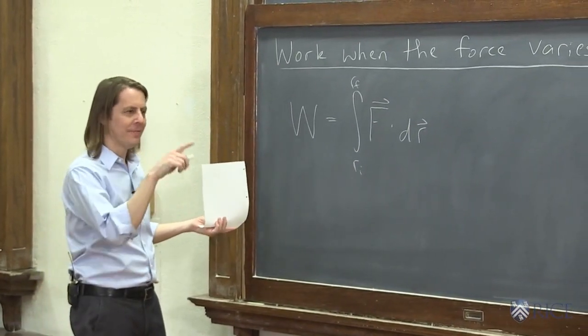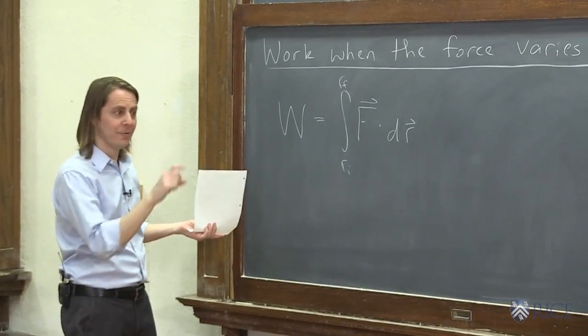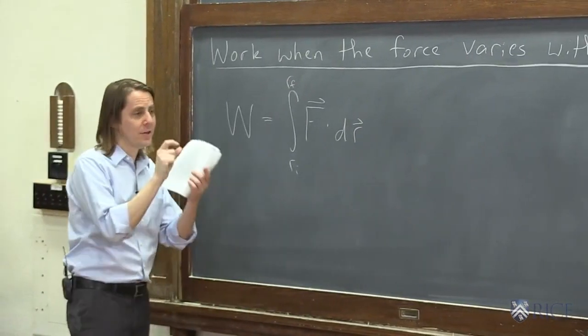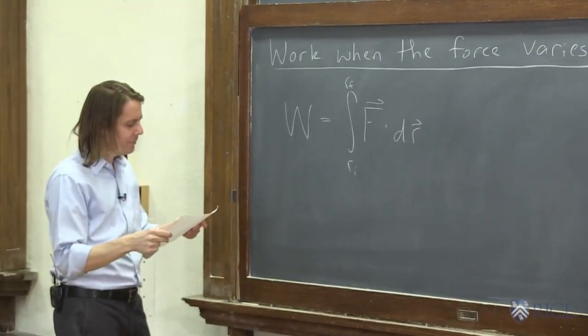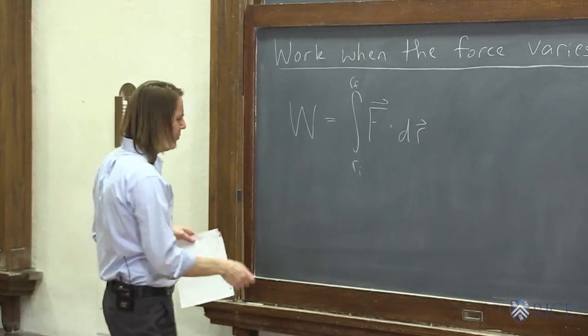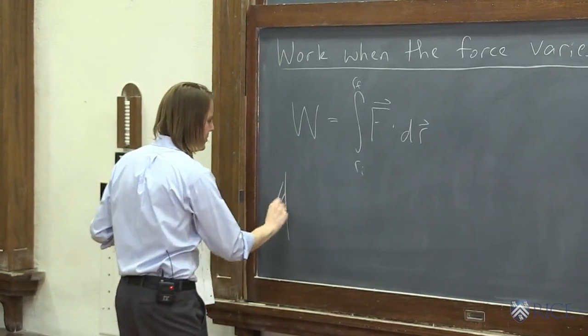The one we had before, F dot delta R displacement, was when the force is constant. If the force varies, you've got to do a bunch of little delta R's and add them up. That's what an integral is, right? So the best introductory way to show this is the mass on the spring.